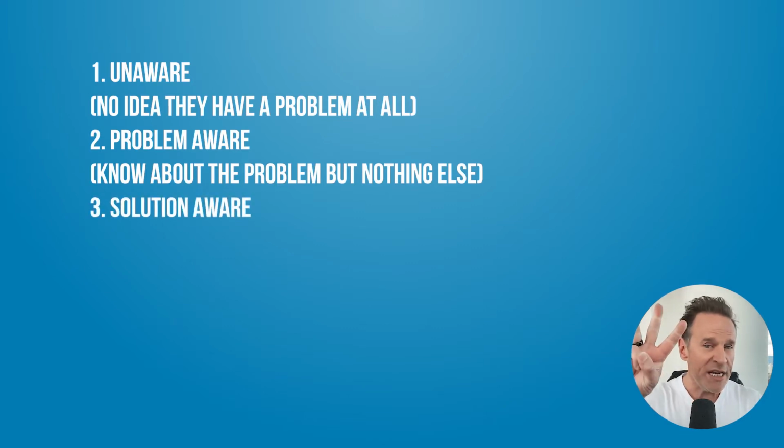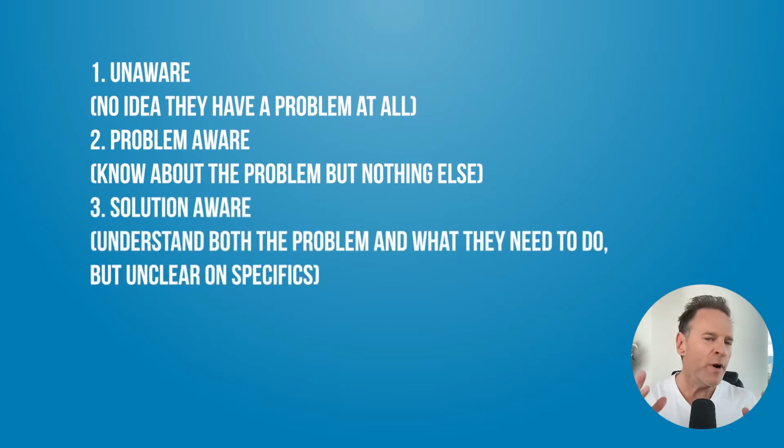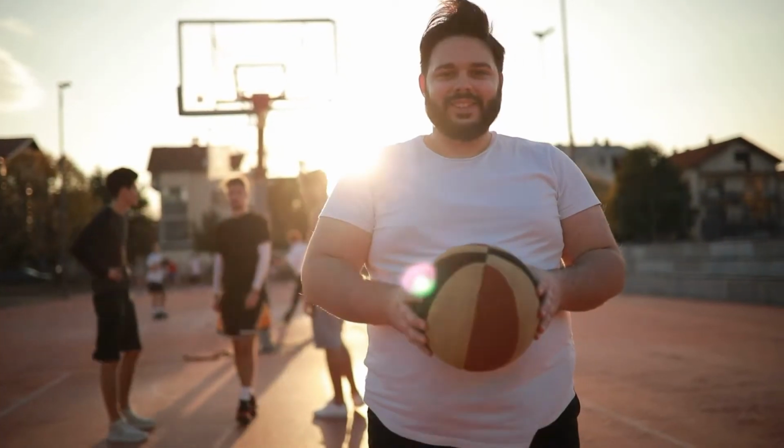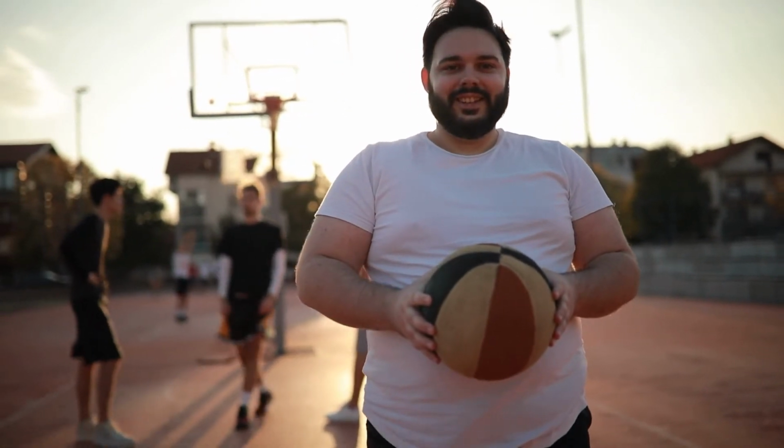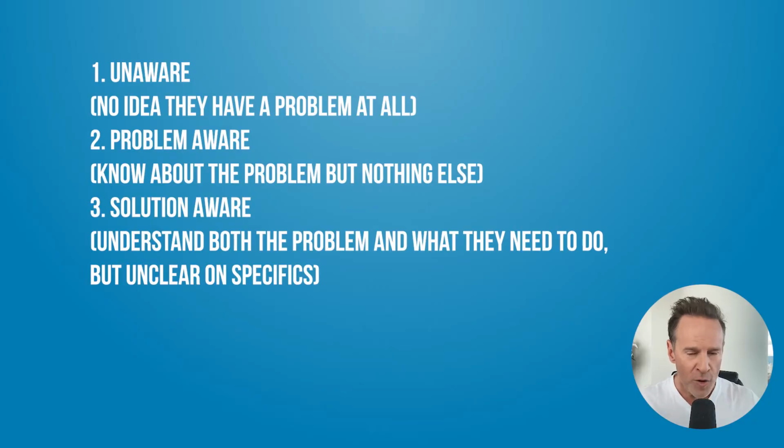Now, stage three is solution aware. This is where your prospective buyer understands the problem and kind of understands the solution. Like, they know they need to change their diet. They know they might need to take a few supplements. They know they need to go to the gym if it's weight loss, for example. But they have no idea what the specifics are. They're completely unclear of that. Now, those three categories make up the vast majority of the people that are hitting your website. So you must speak to them in a specific way, and I'm going to talk about that in a moment.